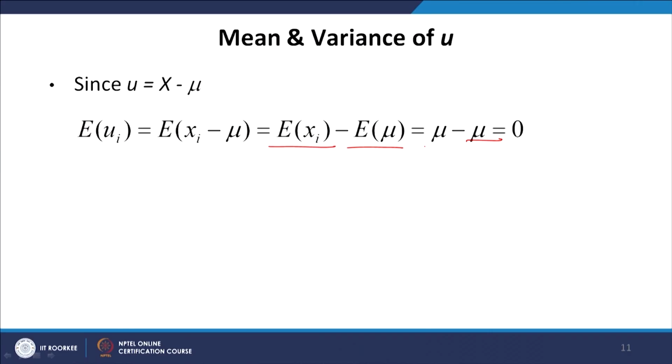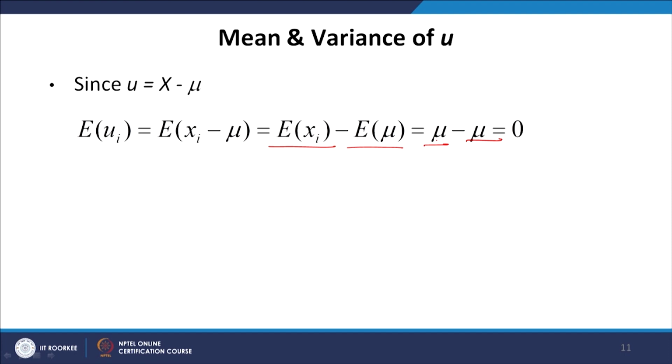A number does not have any variation or any probability associated with it. So, expected values or mean values are actually the same. The mean of 2 is 2; otherwise it may not make any sense altogether. So, this remains mu, while we know that the expected value of x_i is mu. So, mu minus mu becomes 0. So, the expected value of the unobserved component is 0.